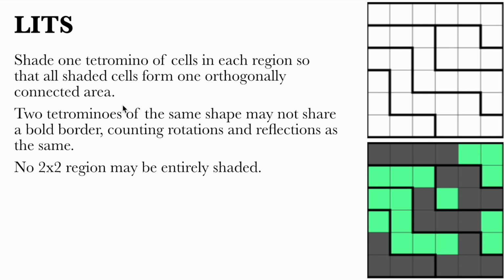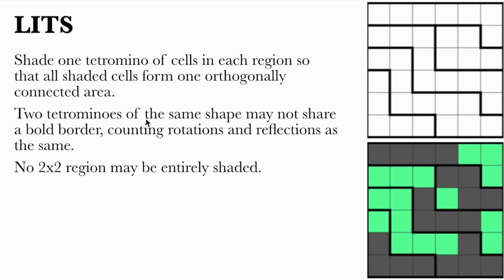area. So let's do a couple definitions here. A tetromino is just a connected set of four cells. So for example, this is an S shape, this is an L shape, this is a T shape, and so on. Orthogonally connected area is just a way of saying in this kind of grid that you can get from any shaded cell to any other shaded cell by only traveling through shaded cells in the grid.